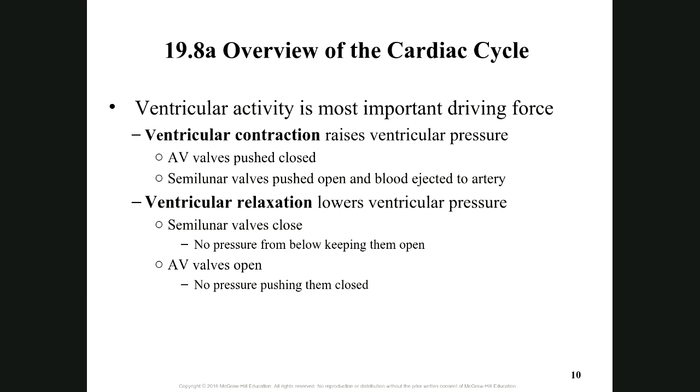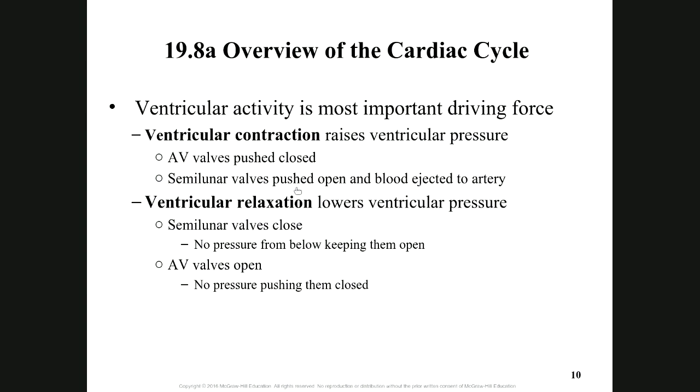The ventricular activity is the most important thing which can make force and movement of the blood. First we have ventricular contraction. The ventricular contraction can increase the ventricular pressure. When our ventricle goes to contraction, the AV valves are closed and the semilunar valves become open with a very short delay. And the blood goes to the pulmonary trunk from the right ventricle and to the aorta from the left ventricle.